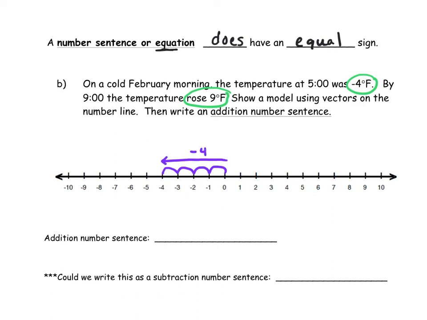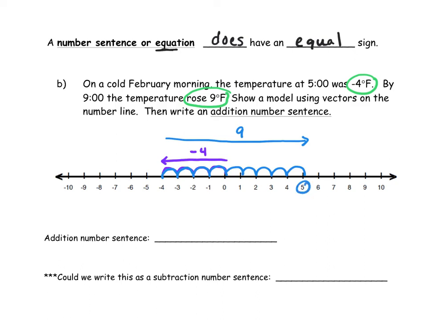Now when I write my next vector, I have to start where I left off. The temperature from -4 rose, which means went up 9 degrees. So now I'm going to start at -4, and I'm going to count 1, 2, 3, 4, 5, 6, 7, 8, 9 to the right because it's a positive 9. I'm going to draw my vector, and this is a model of positive 9. So we can see where we stopped.